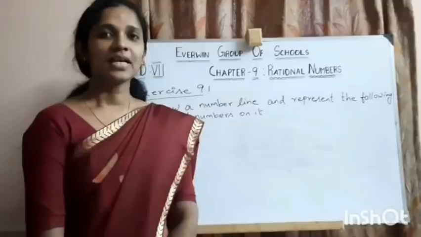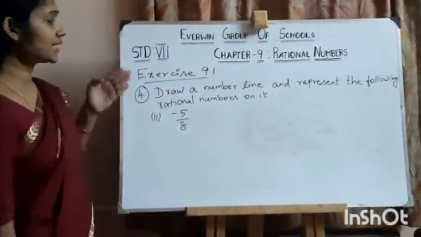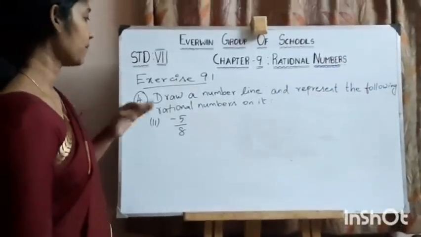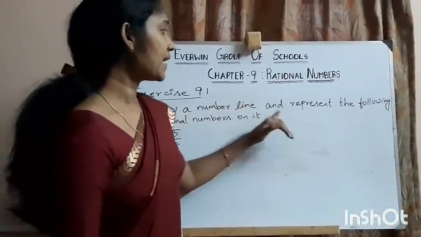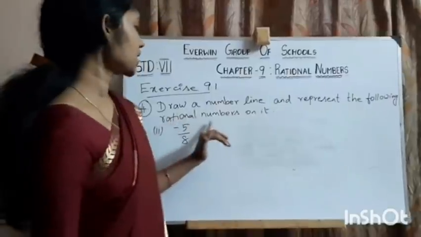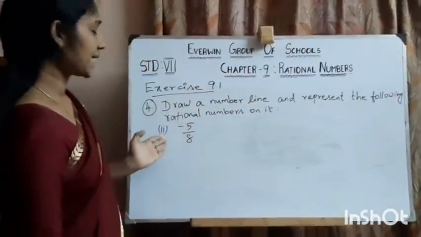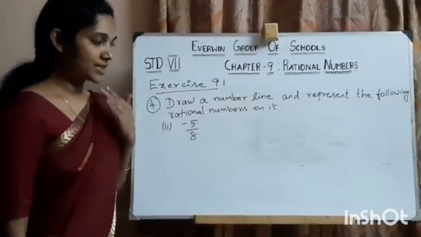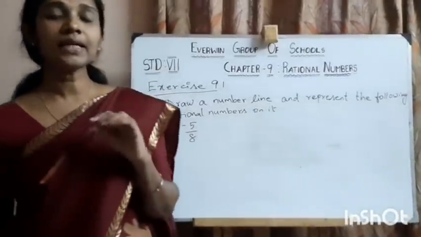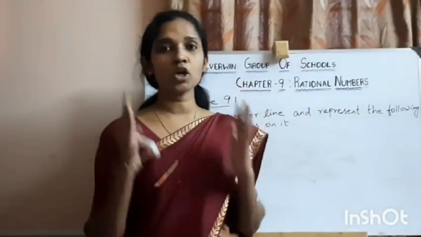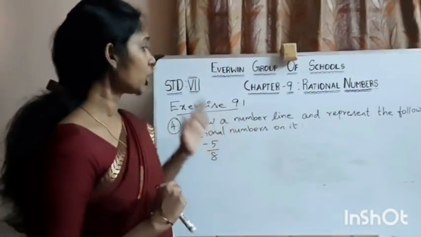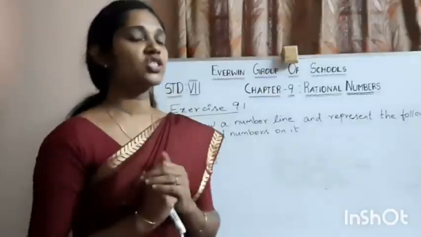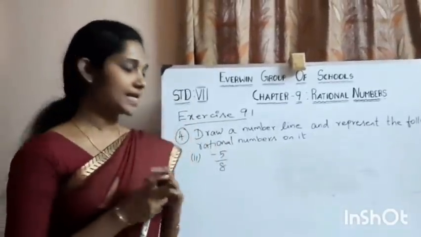Okay. Next is sum number 4 in exercise 9.1. Draw a number line and represent the following rational number on it. Second subdivision, minus 5 by 8. So, in your 6th standard, you would have studied how to plot an integer on a number line. Now we are going to plot a rational number. Plotting an integer is easy.